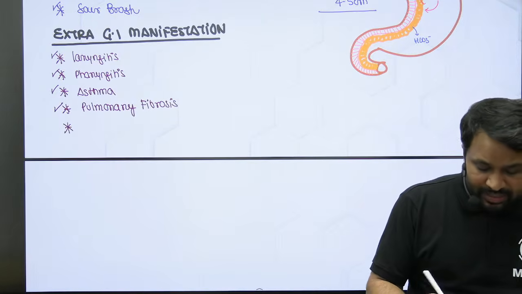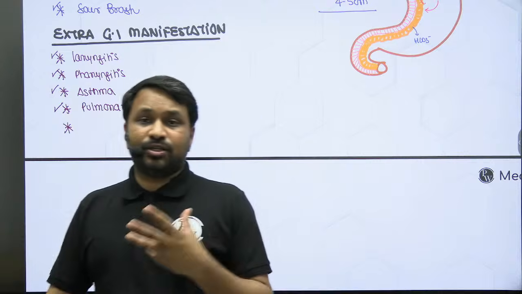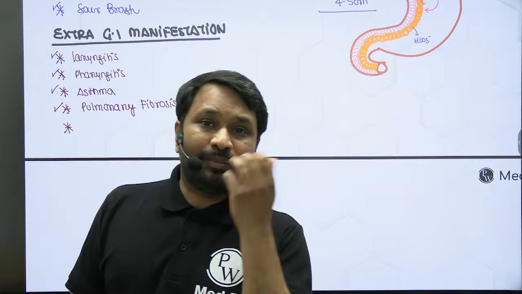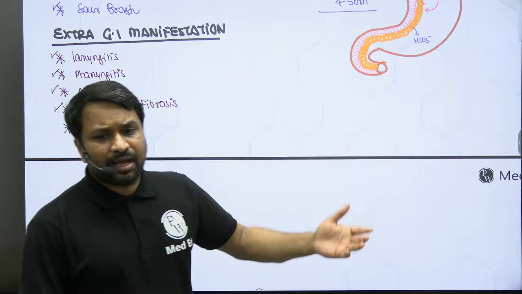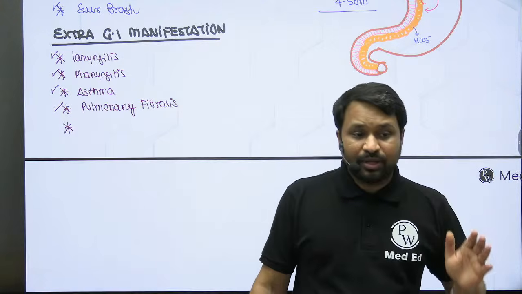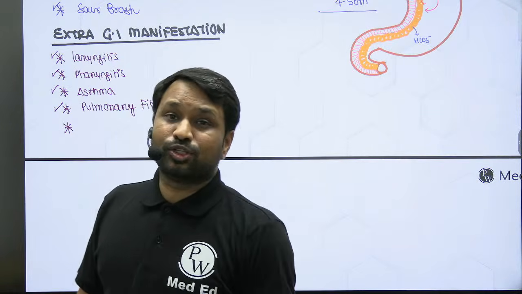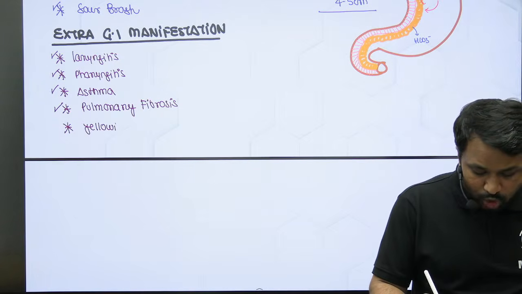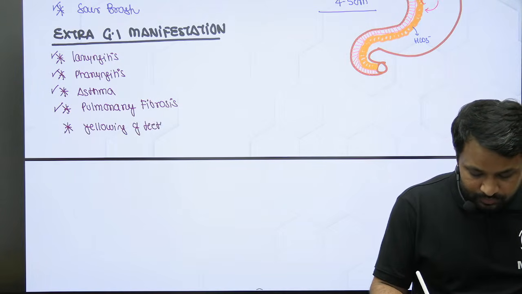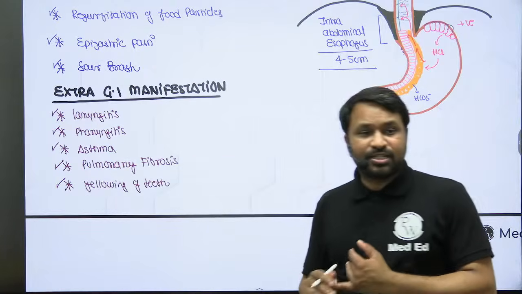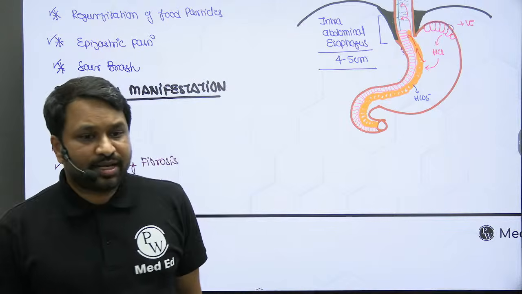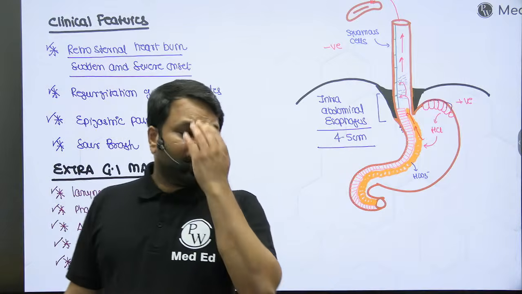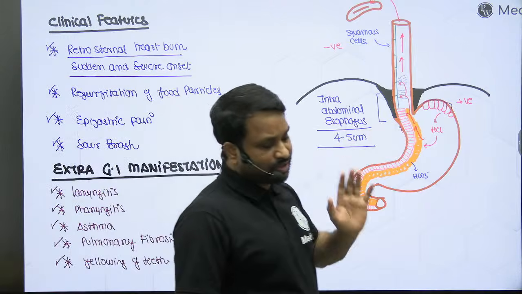And another very interesting thing, no, as the acid refluxes into the mouth, it is going to hit the teeth. Now on the surface of the teeth, you have a protective cover called enamel. This whitish layer is called enamel. Enamel is extremely acid sensitive. The minute acid comes and falls onto the enamel, it will disrupt the enamel. Disruption of the enamel will result in yellowing of the teeth. So laryngitis, pharyngitis, asthma, pulmonary fibrosis, and yellowing of the teeth are the extra GI manifestations of GERD.